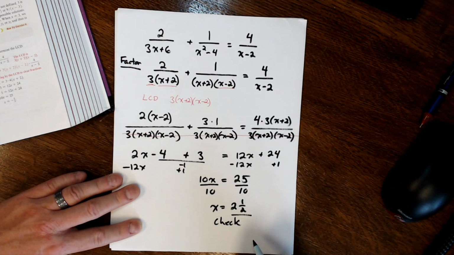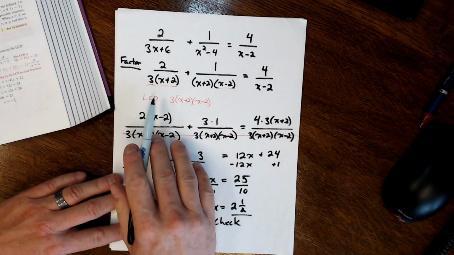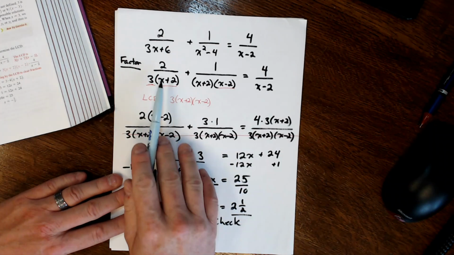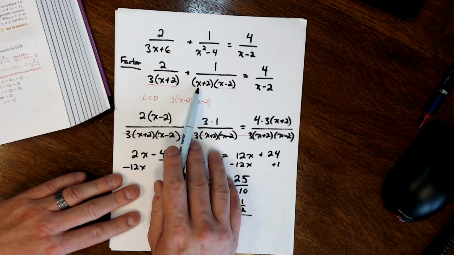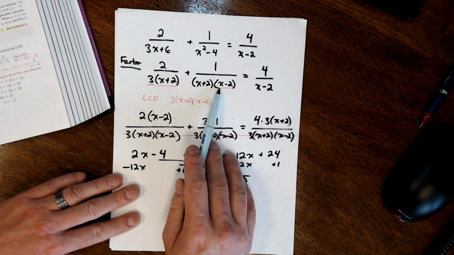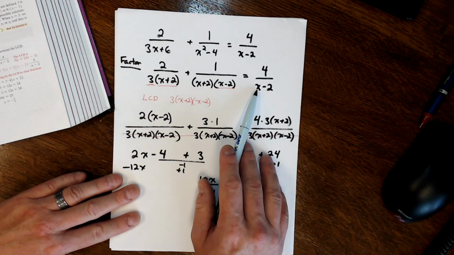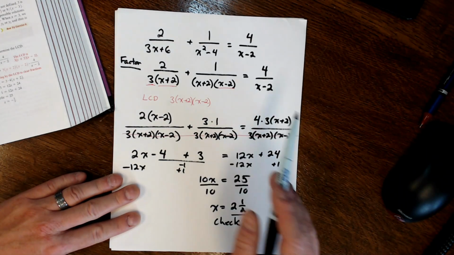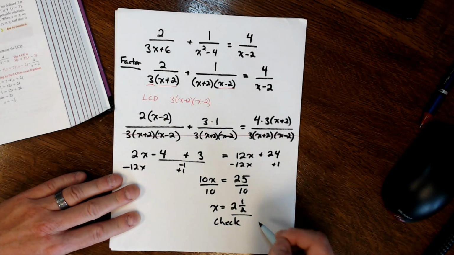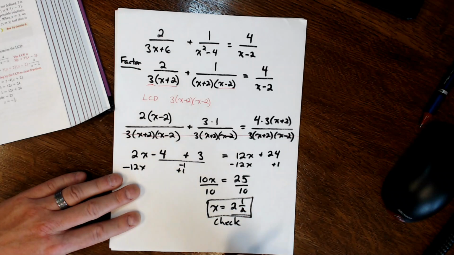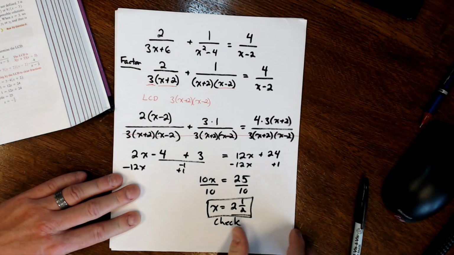What I want to do now is I want to check, and I want to make sure that 2.5 is a viable solution. So what I'm looking for here is, is it going to violate anything in my denominator? And here, if x was minus 2, then I would get 0. If it was minus 2 or plus 2 here, I would get 0. If it was plus 2 here, I would get 0. So that's fine. So 2.5 is not 2. So we are good to go. And that is a solution for this rational equation.